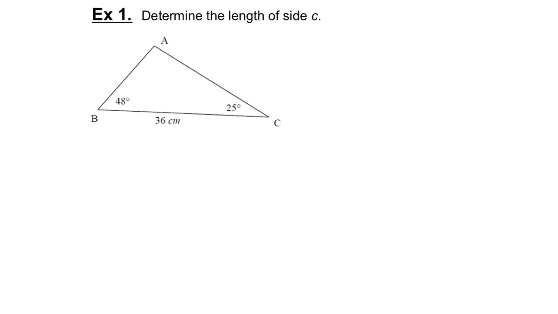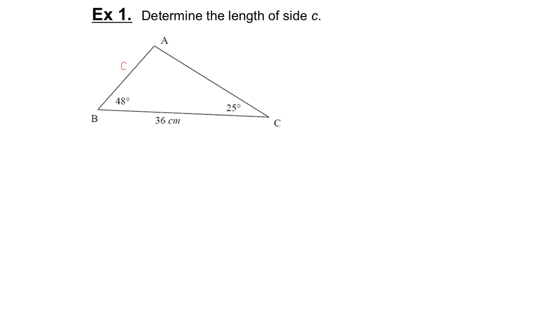So here's an example where there's a triangle. I know two angles. I know a side length. And the question is, determine the length of side C. So let's first determine which side we're trying to find. Well, this is angle C, so directly across on the opposite side, this is side C right here. That's the side length we're trying to find.